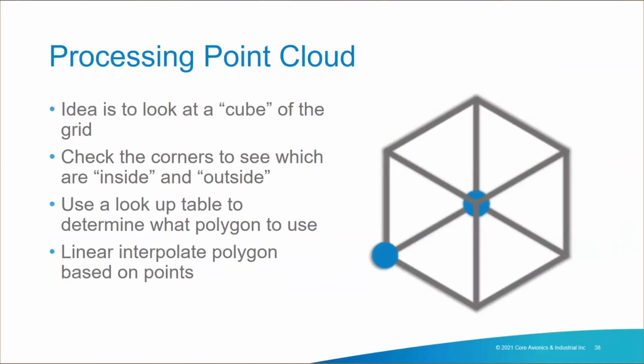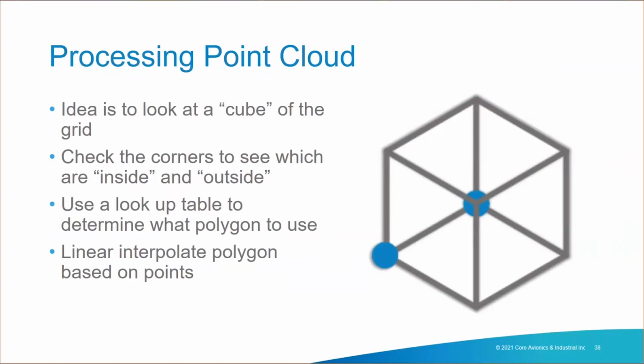And the algorithm is going to look at which of these corners we can determine as inside and outside, and then use that with a lookup table to determine what polygon best fits this cube for making the surface. The other thing that it's going to do is linearly interpolate the polygon based on these points. So for example, if the points that are inside are very deep inside the polygon, we're able to determine that they're far away from the actual points themselves, then we can push the polygon we're using to represent the surface towards the outside of the cube.